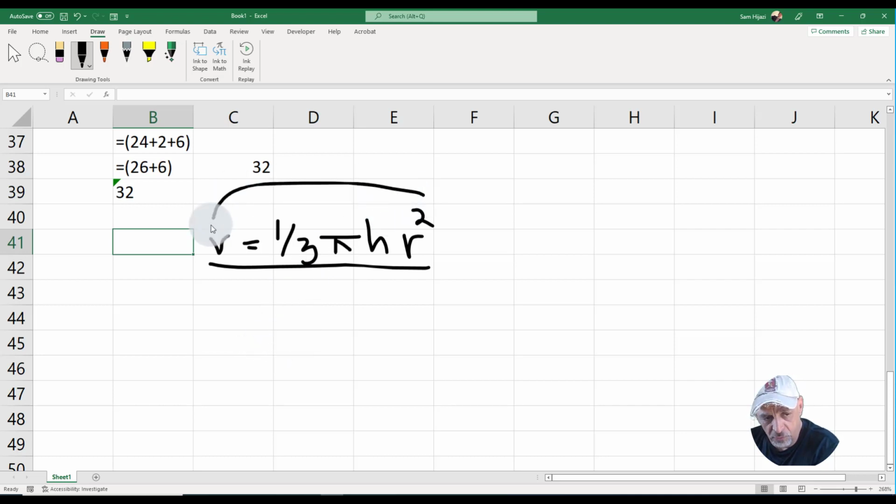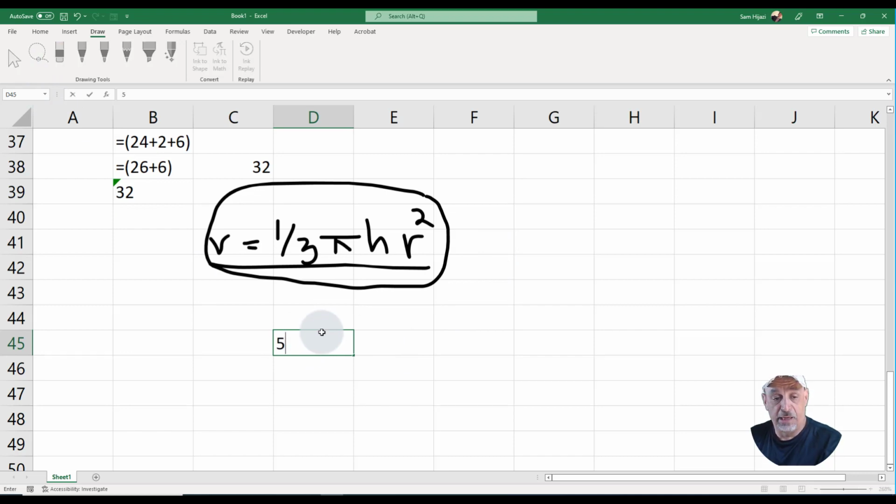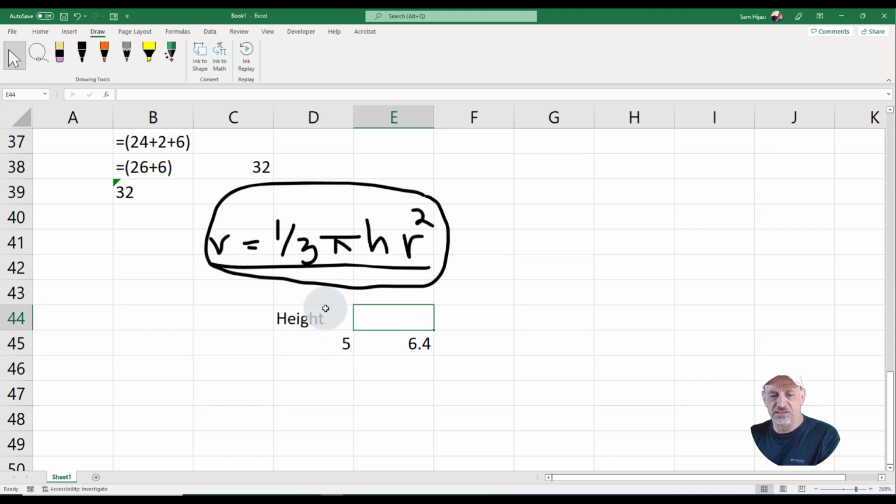Then I said to the scientist, okay, what do you want me to do with this? He said, can you find me the volume of a cone that has the height of 5 and the radius of 6.4? No problem. We could do that very easily. I'm going to label this with the full, meaningful word, height, and 6.4 is going to be the radius.